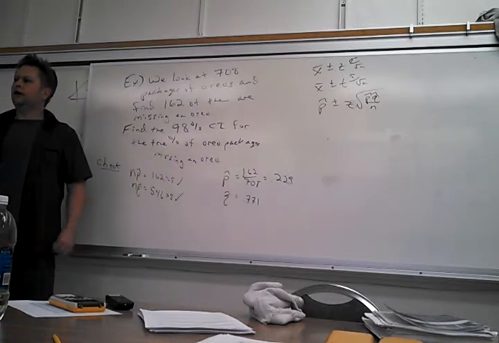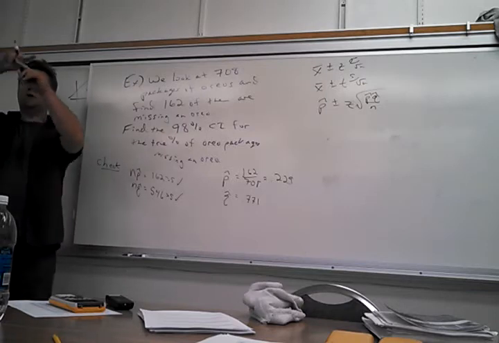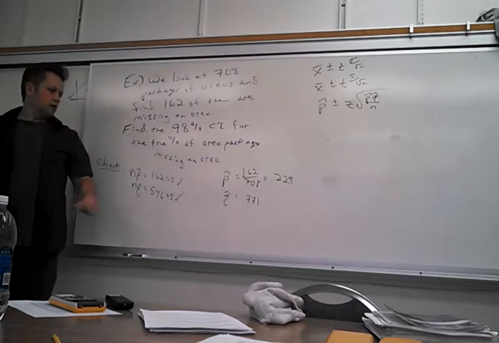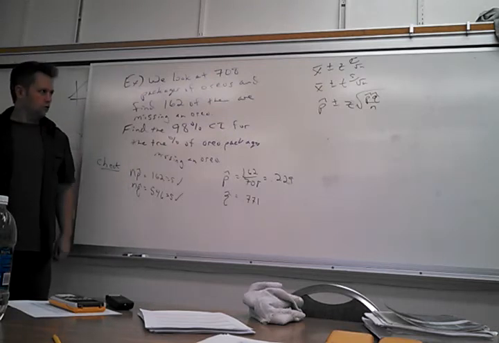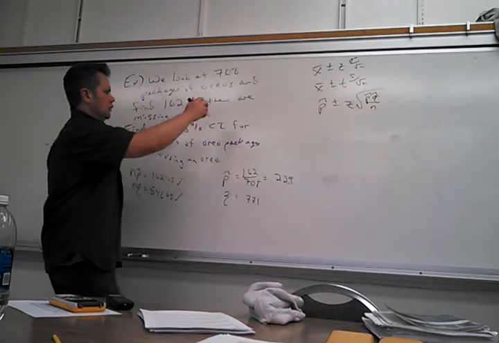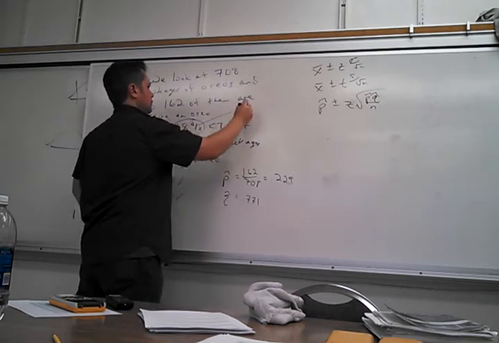They went to a party. Yeah, it's coming from a sample. Just like x with a bar on it, that's a sample mean. P and Q with a hat on it, that's a sample proportion. Cool. What's the Z score going to be for 98%?